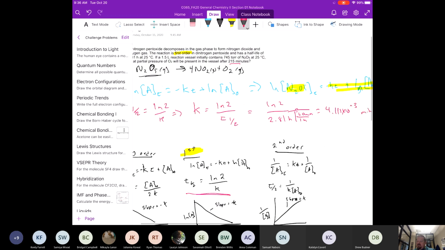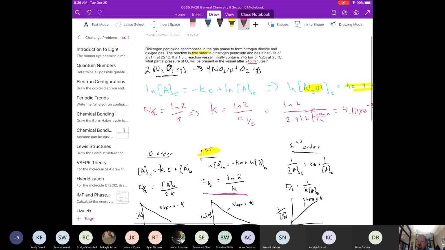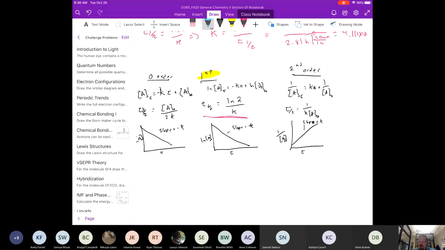So now we have the rate constant, we have the time. The only thing we need now is the initial concentration. Again, these are in concentrations, but we have a gas, so when we have a gas, we can say PV equals nRT, right? Concentration is moles divided by volume, so from this equation, that means we have P over RT.